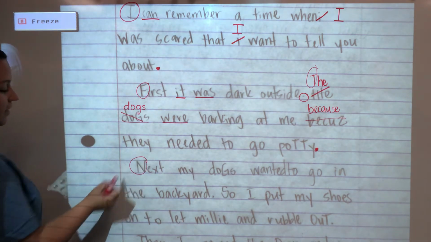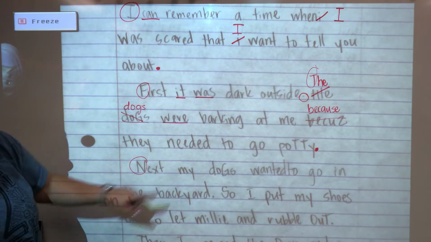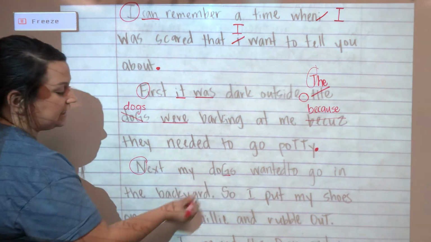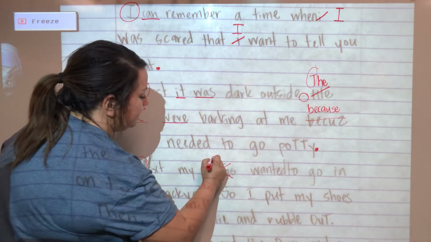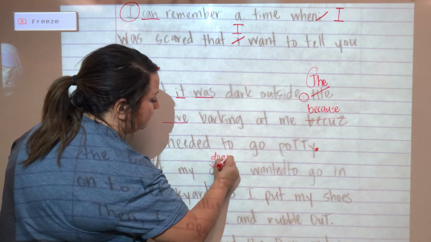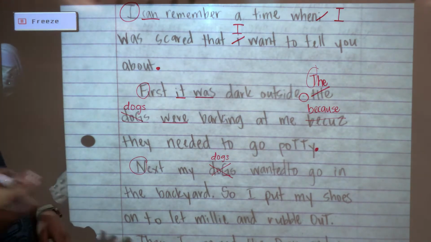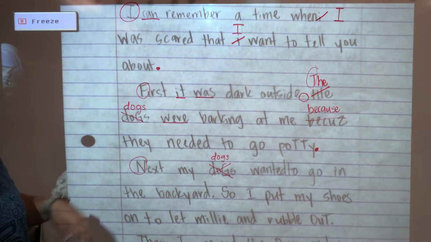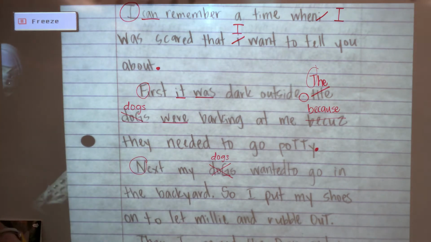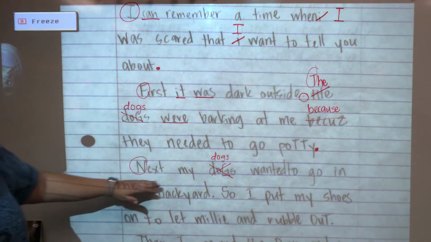Starts with a capital letter. Perfect. Next, my dogs. Look at that G. What was I thinking? I need to mark that out and make sure that I only put capital letters at the beginning of my sentences, the word "I," and names. But G is not a name, so it does not need to be capitalized.